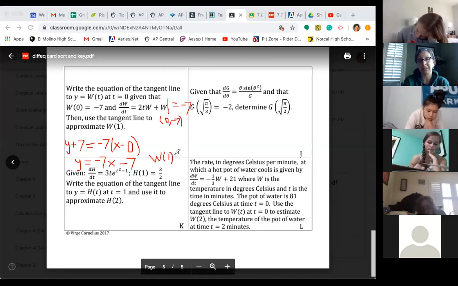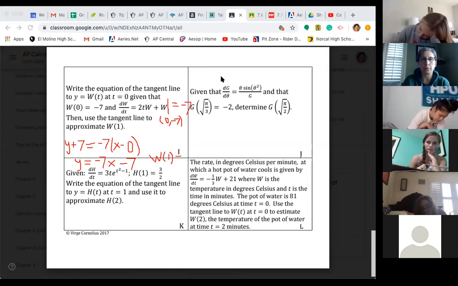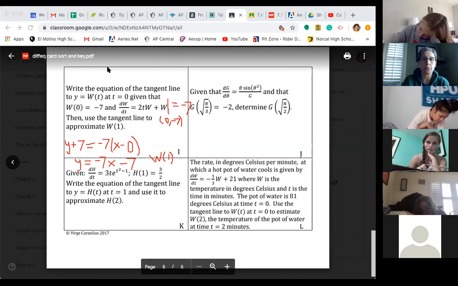Is that what they have for an answer? I haven't looked. It is. Okay, so we actually say that W is approximately equal to, so I'm changing this to a squiggle. W1 is approximately equal to, because that's not exactly what it's equal to, because we're using the tangent line approximation. It's approximately equal to the value of Y at 1, which is exactly equal to that negative 14. Because negative 7 times 1 will be negative 7 minus 7.